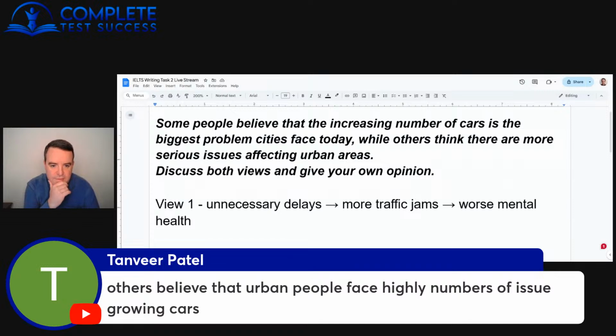Tanvir: others believe that urban people face highly numbers of issue growing cars. So this is what I was talking about earlier, when you try to change too many words, sometimes it becomes unclear. So others believe that urban people face highly numbers of issues. So it'll be bigger issues. So others believe that urban people face bigger issues than the growing number of cars.